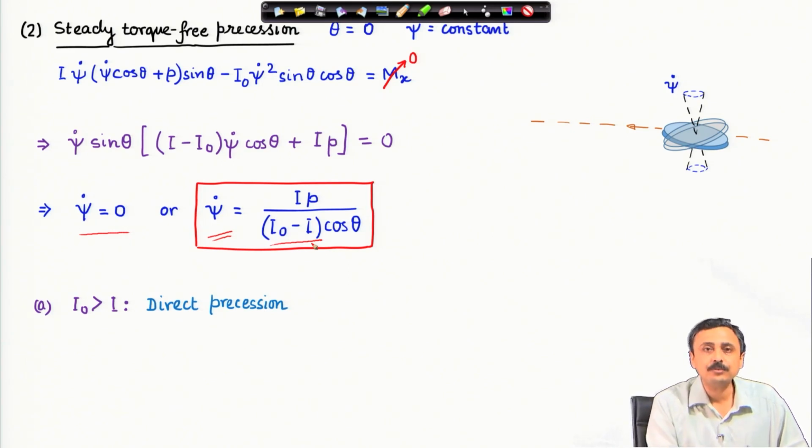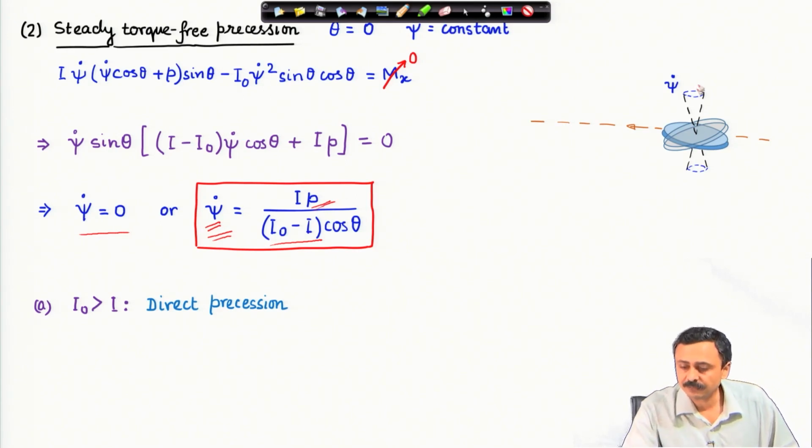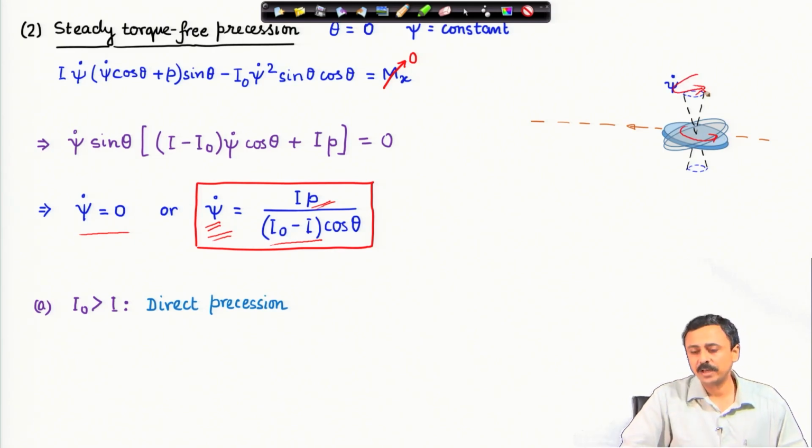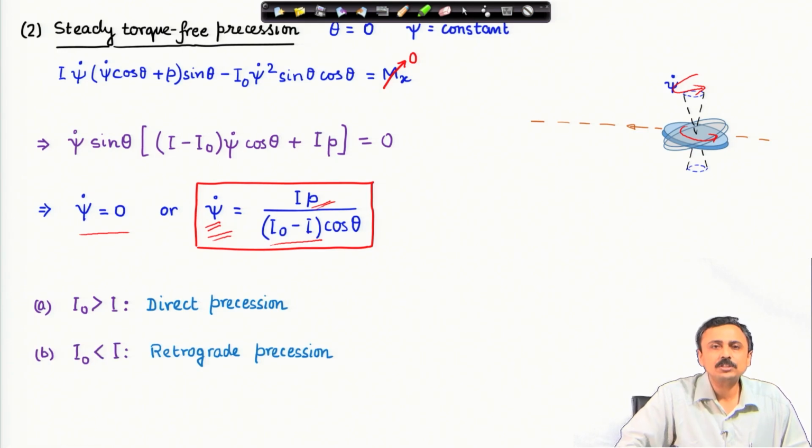If I naught is greater than I, what we have is direct precession. By direct precession, it is meant that the direction of precession is same as direction of spin. That means, if it is spinning like this, then the precession is also in the same direction, counterclockwise, as seen from the top. The other is retrograde precession. Sometimes direct precession is also called prograde precession.